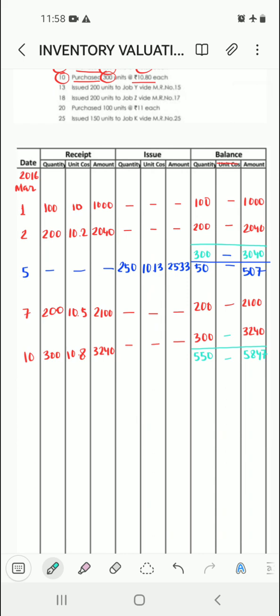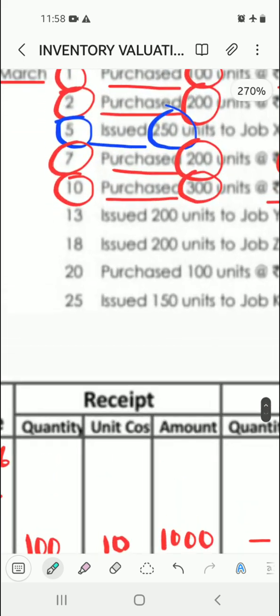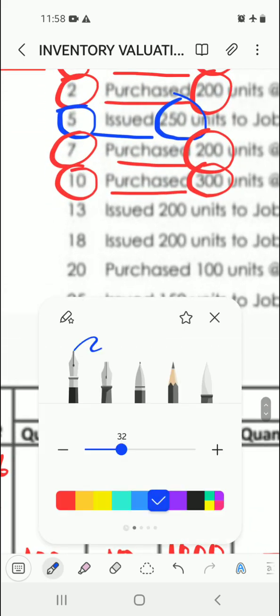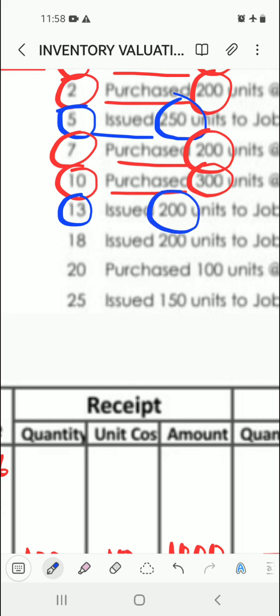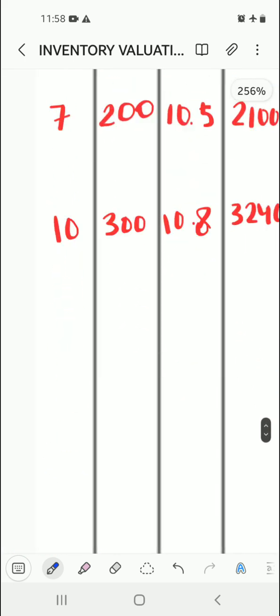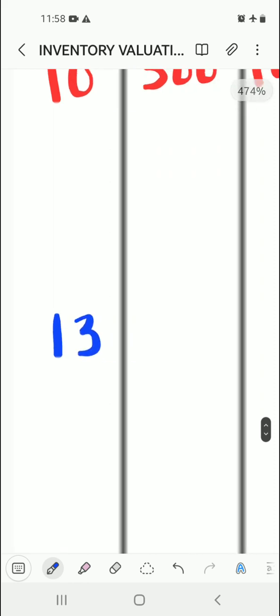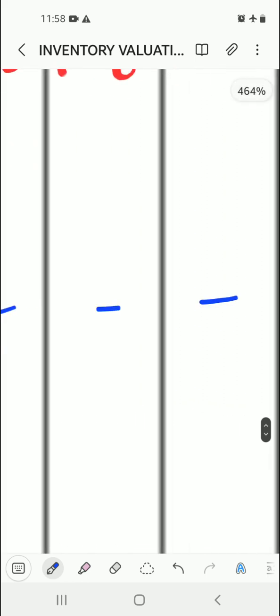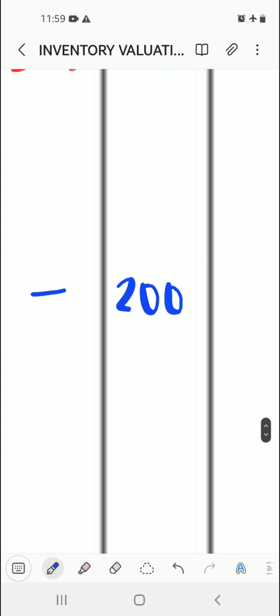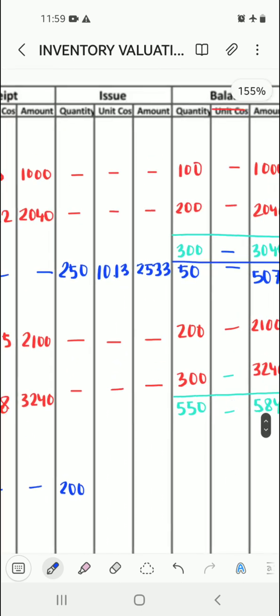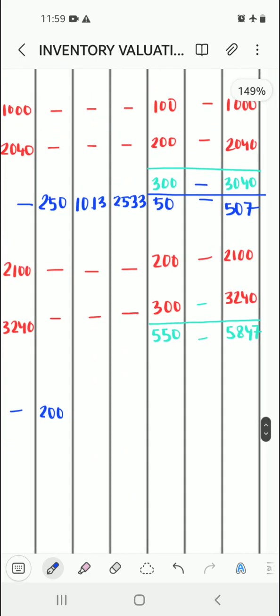Now we are going to move to the next date. We have got March 13, there has been an issue. So March 13, there has been an issue of 200 units. So no purchases, only issue of 200 units. Now we are going to write the unit price. Unit price will be the same formula, that is this amount, the total amount in the balance section divided by the total unit in the balance section, that is 5847 divided by 550.